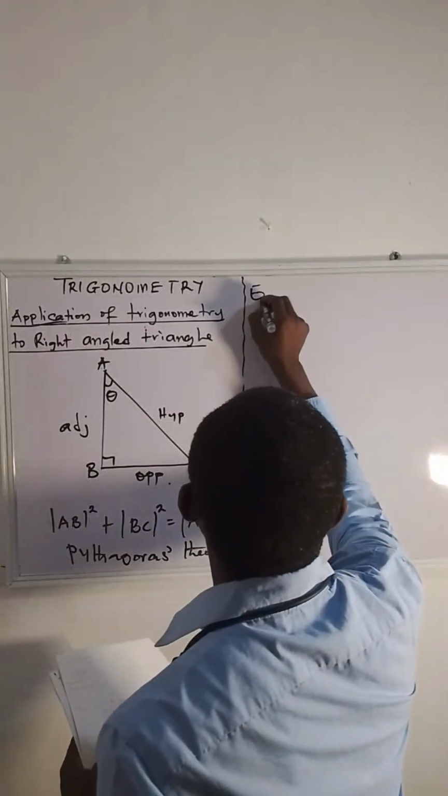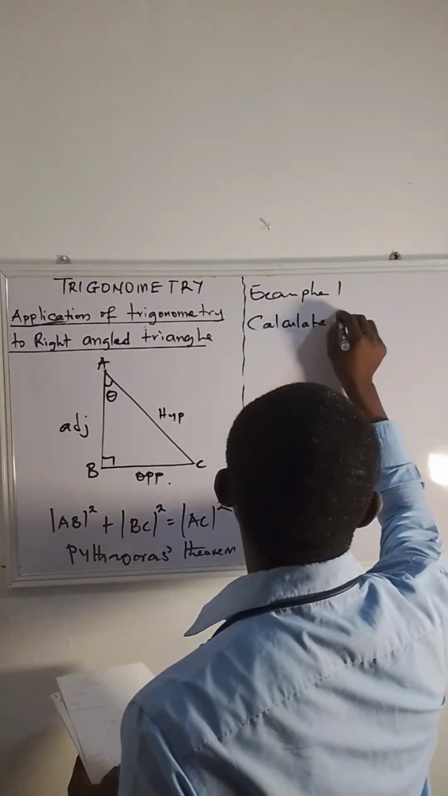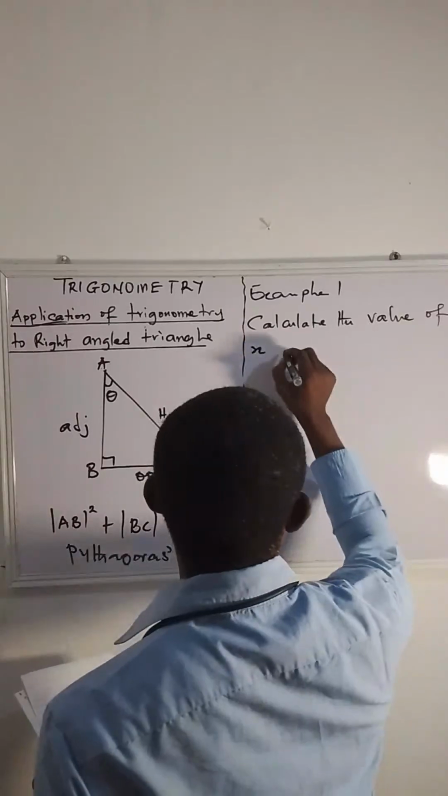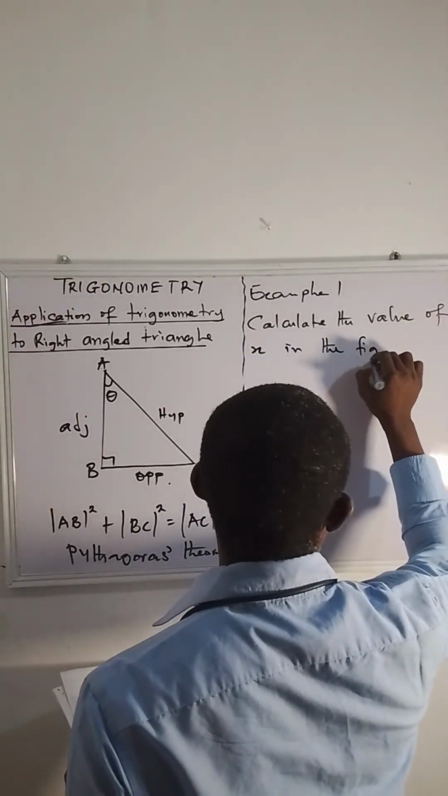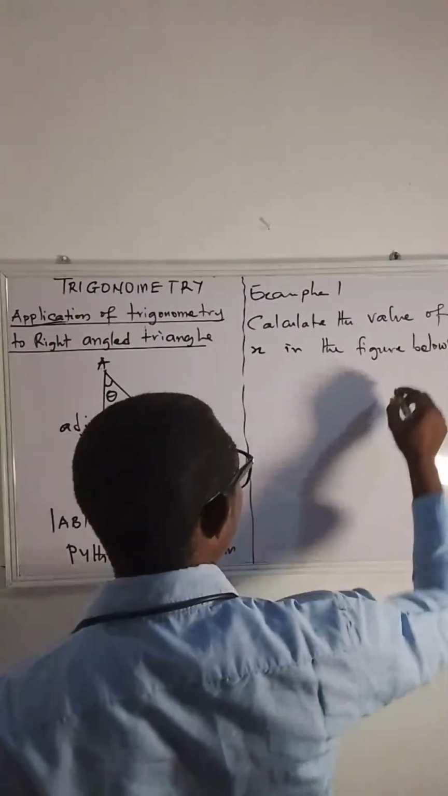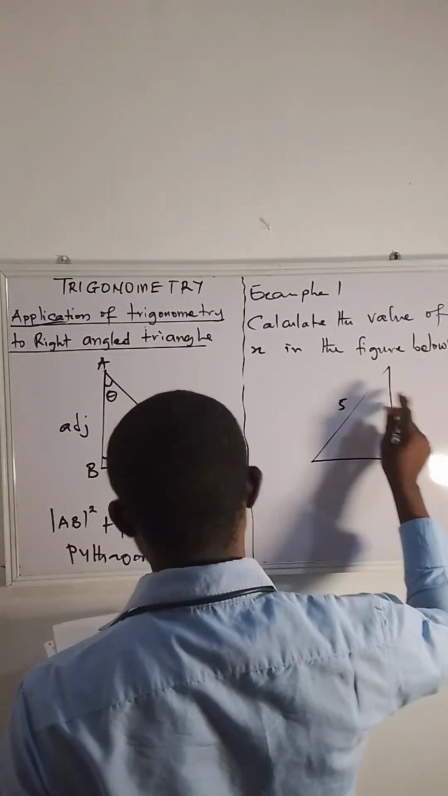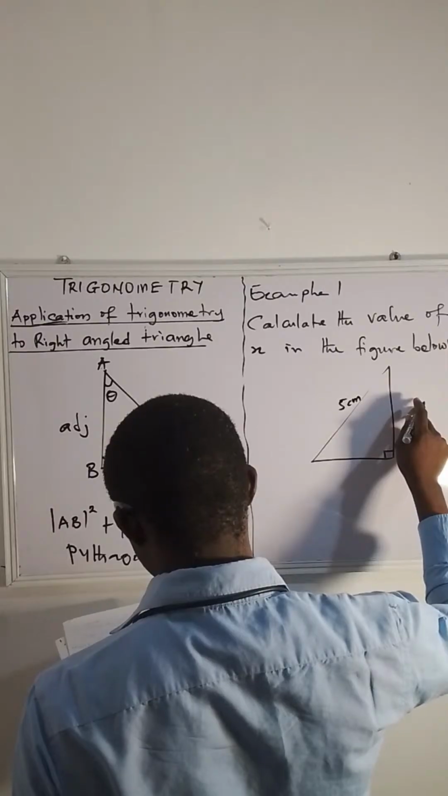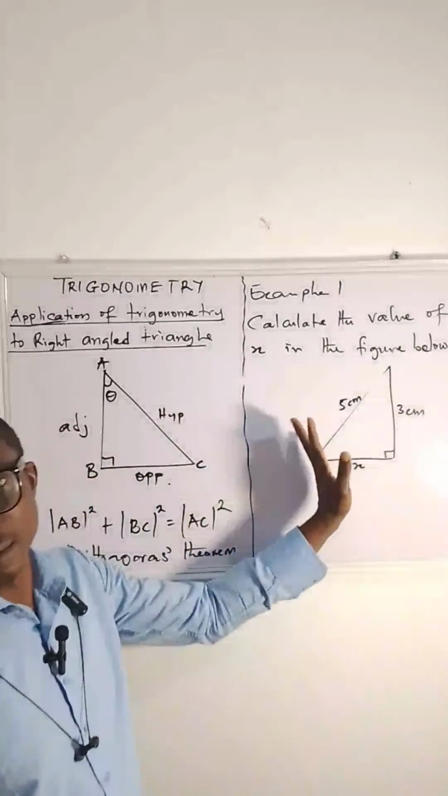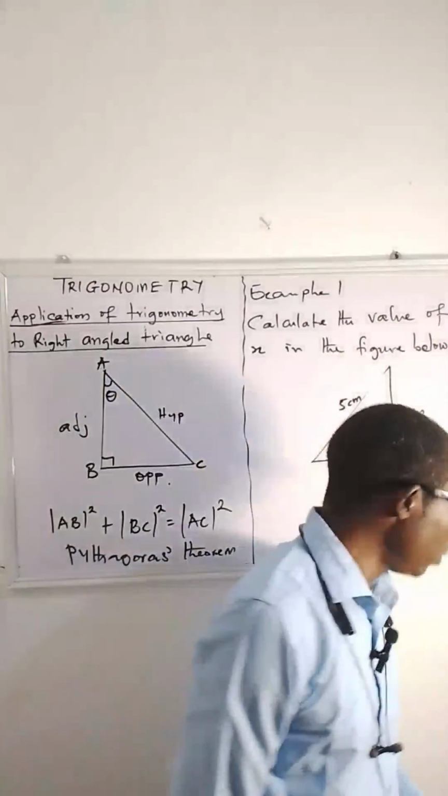Now, let's look at the first example here. Example 1. Calculate the value of x in the figure below. Okay, so here is a right angle triangle where we have 5 centimeters and 3 centimeters, and this is x. So now look at this. This is a right angle triangle. The question asks us to find the value of x.